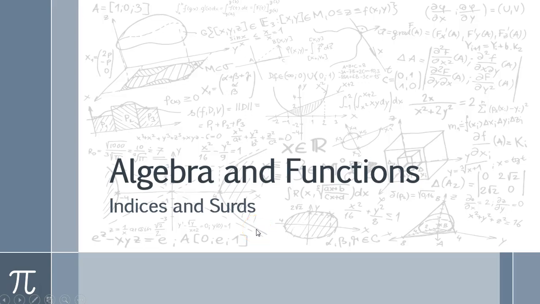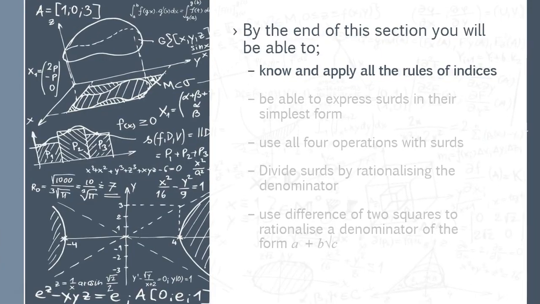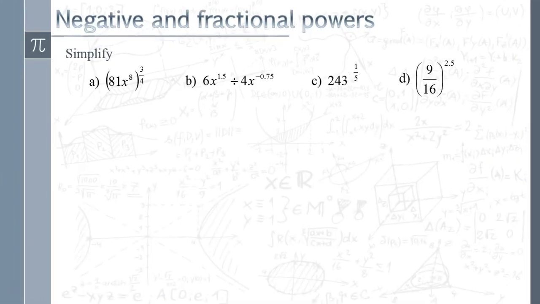So welcome to our second video in this series on indices and surds. In the first video we looked at the laws of indices and how they apply to positive whole number powers. In this video we're just going to extend that to look at the same rules but with regard to negative powers and fractional powers. So let's have a quick run through a few examples just to illustrate what's going to happen.